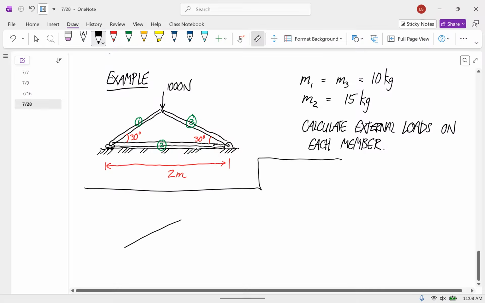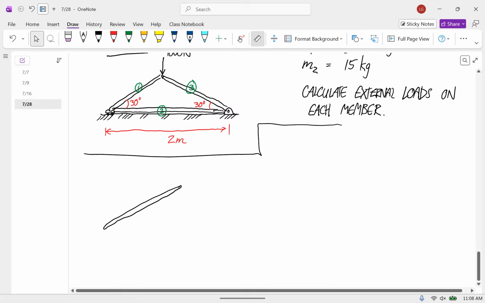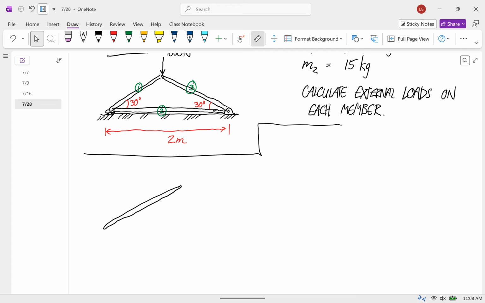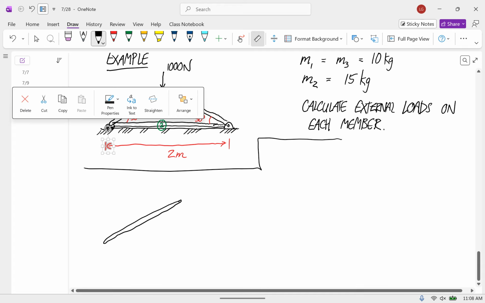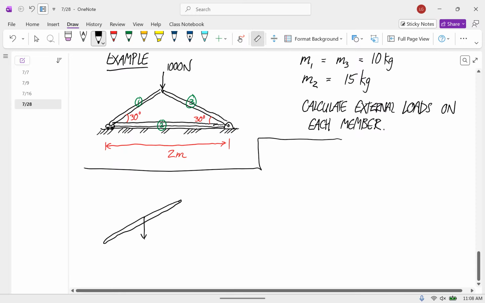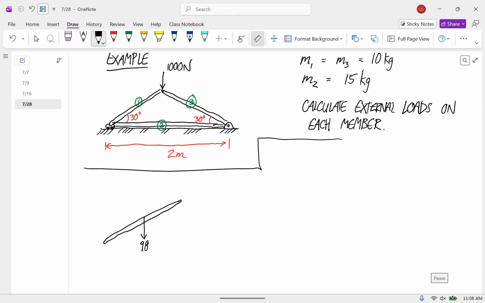All right, so member 1. So what do we have? Up at the top, we have the weight at the midpoint, so that's 98.1. At the top, we're going to include that 1,000 Newton force in the lowest numbered member of that joint, which is 1. So I'm going to put that here. And then we have the force on 1 by 3.